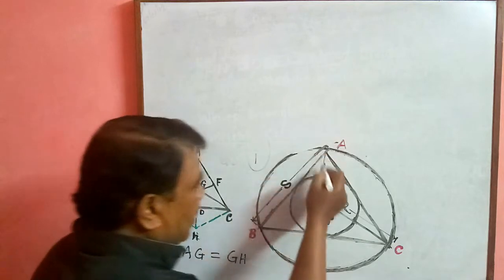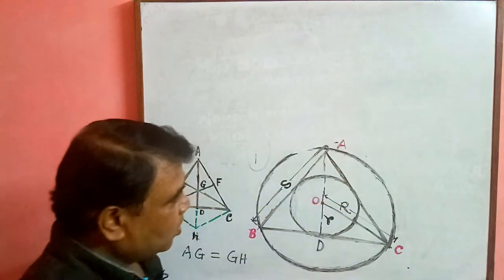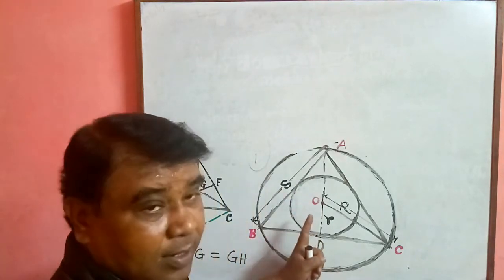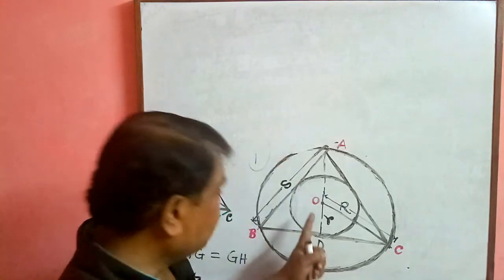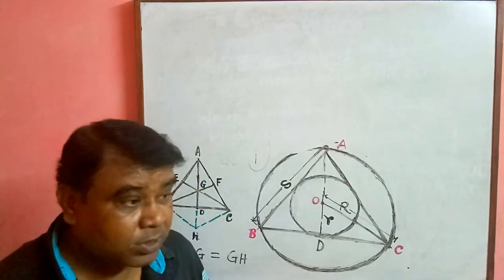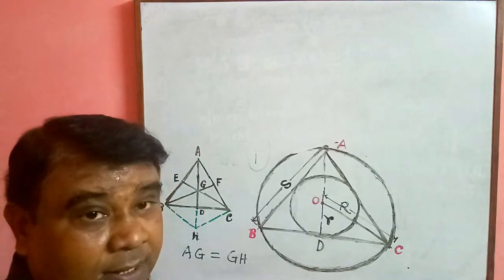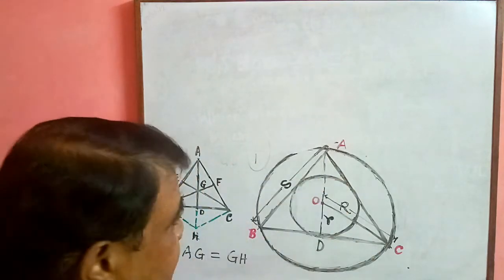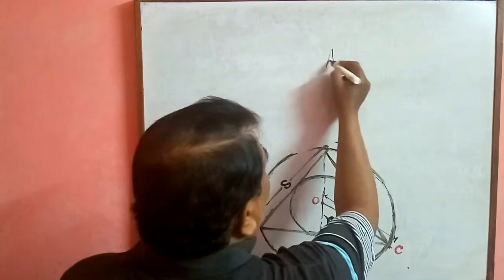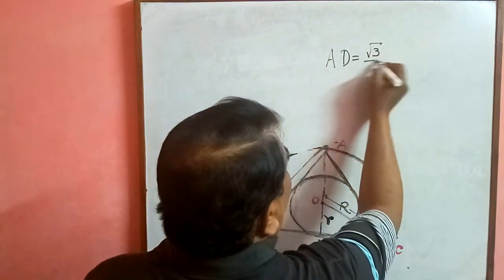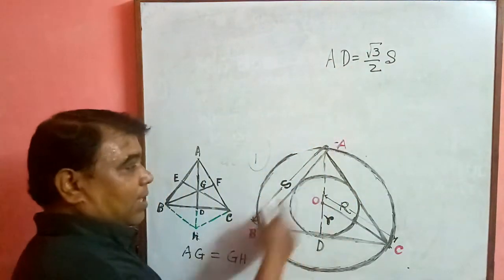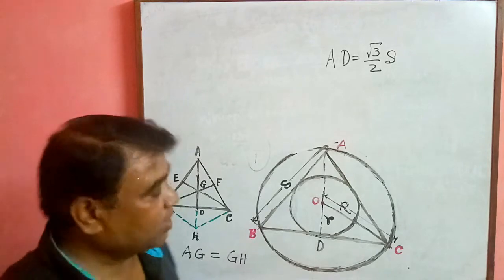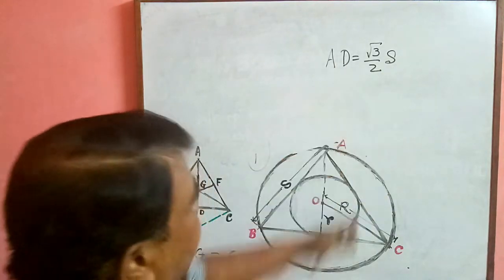Here O is the center. This O is centroid, this is orthocenter, this is incenter, this is circumcenter. That's what I told you. Centroid, orthocenter, circumcenter, incenter, these are the same for the equilateral triangle. Now we know AD is equal to root 3 upon 2 into side.